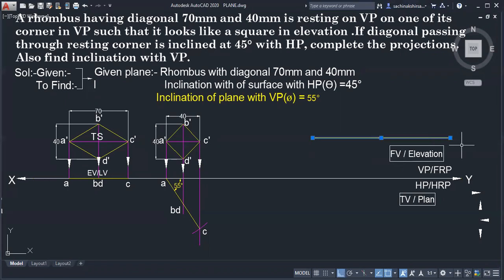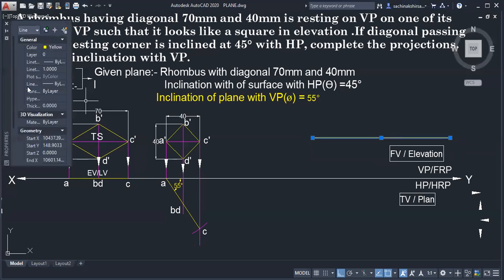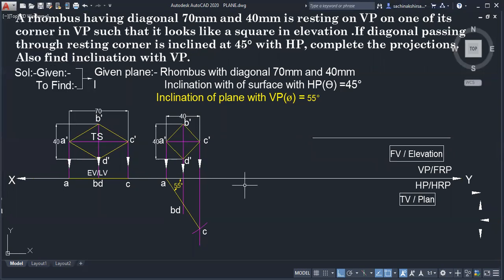Something like this. Or you can draw a bent horizontal line. Here, randomly, you can take any point. And here, you have to take the true angle and true length. What is the true angle? How much is it given in the problem statement? 45. What is its true length? 70. The true length of that diagonal is 70. So at an angle of 45, you can draw a line of 70 mm.